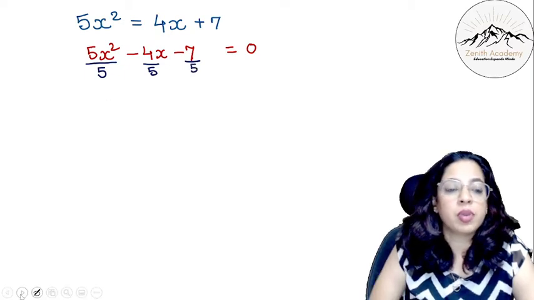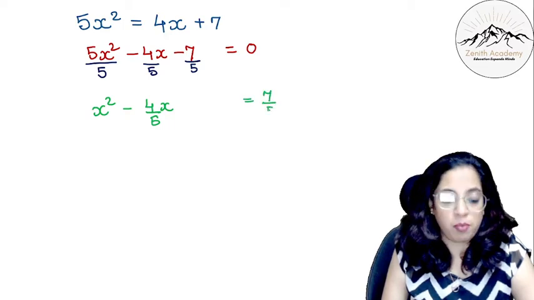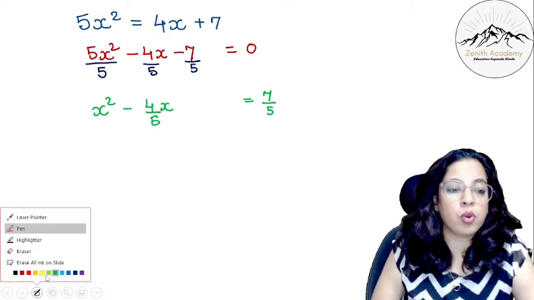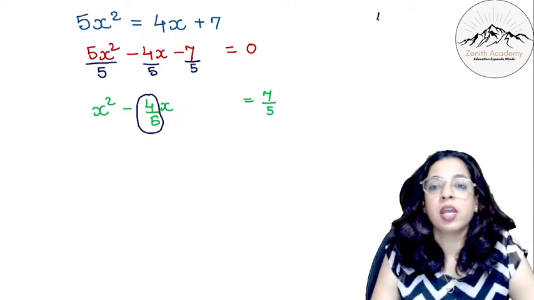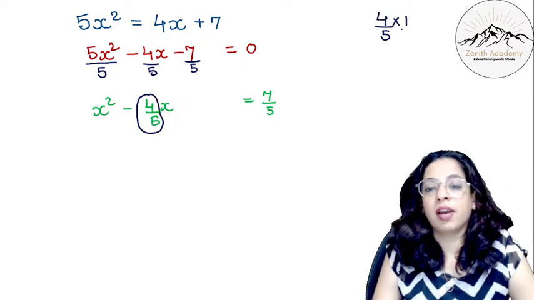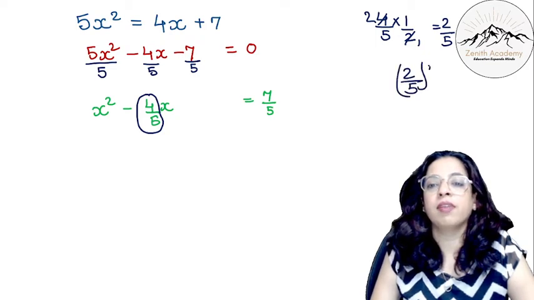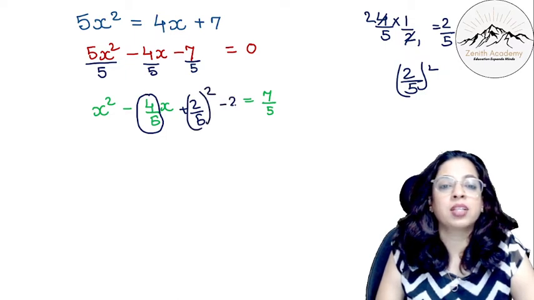Okay, so this becomes x square minus 4 by 5x. Now take the constant on the other side, it becomes positive 7 by 5. Clear? Now what you have to see? You have to see the coefficient of x. Now coefficient of x is 4 by 5. So take 4 by 5, divide it by 2. So it becomes 2 by 5. And then make the square of 2 by 5. And add the square of 2 by 5 here. And subtract the square of 2 by 5.